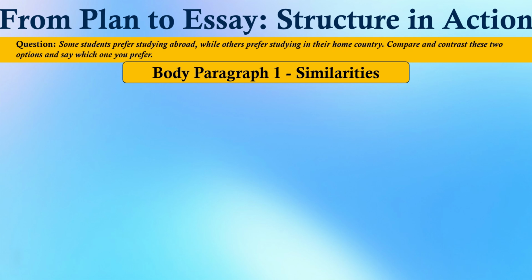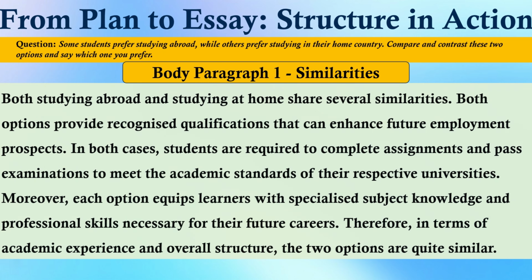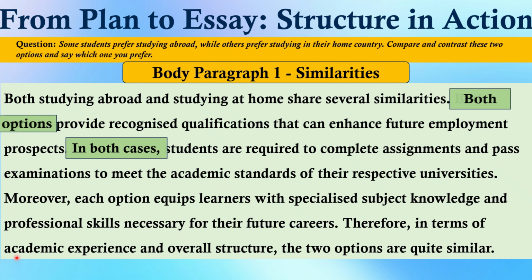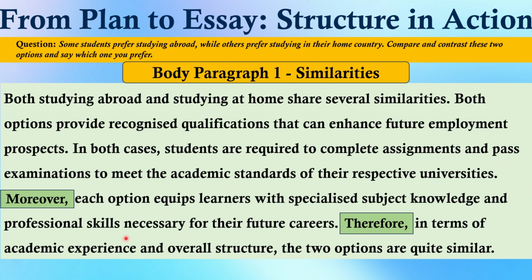Now let's move to body paragraph 1. The topic sentence says, both studying abroad and studying at home share several similarities. The word both clearly signals similarity. Throughout this paragraph, we see language of similarity, both options, and in both cases. We also see linking words like moreover and therefore, which help add points and draw conclusions. Everything in this paragraph focuses only on similarities. There is no discussion of differences here.